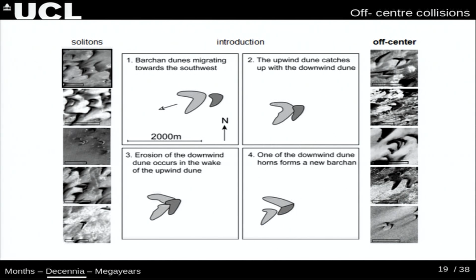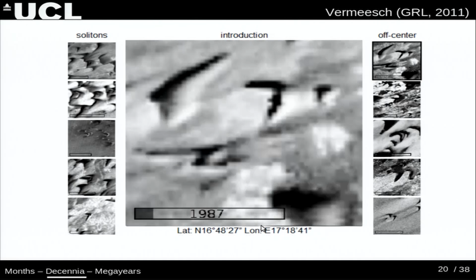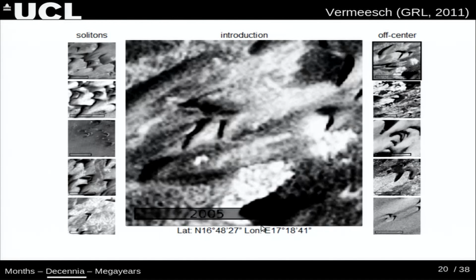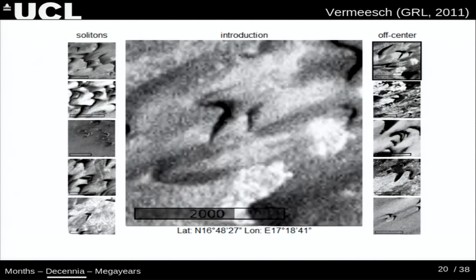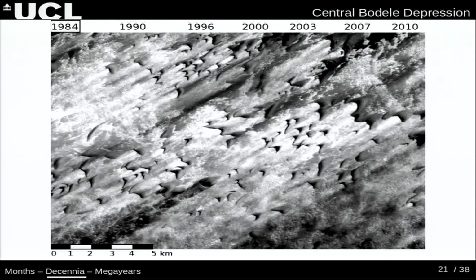A second model prediction, actually an analog model prediction, so an experiment that was done in a water tank, predicted that when two dunes undergo an off-center collision, so not head-on, but at a slight offset, then the small dune can really rip off the arm of the large downwind dune, and then form a new baby barchan that spawns and takes off by itself. Again, I found several instances of this phenomenon playing out in the Bodele Depression. You can see the small dune catching up with the large dune, tearing off the arm, and that forms a new dune. All right, back to our main storyline.